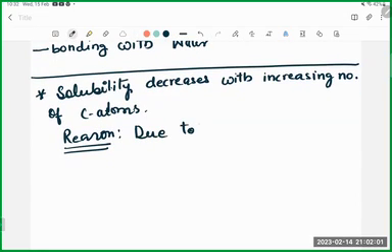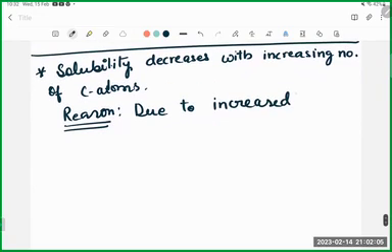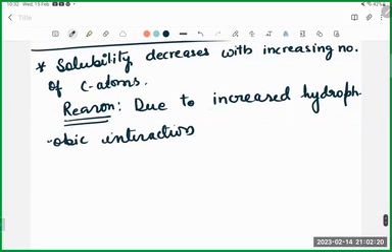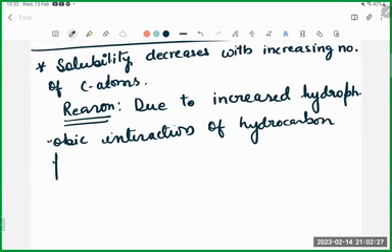This is due to increased hydrophobic interaction of the hydrocarbon part. Hydrophobic means hating water. As the hydrocarbon part increases, the compound becomes more hydrophobic, meaning hating water. Okay, Hridaya?